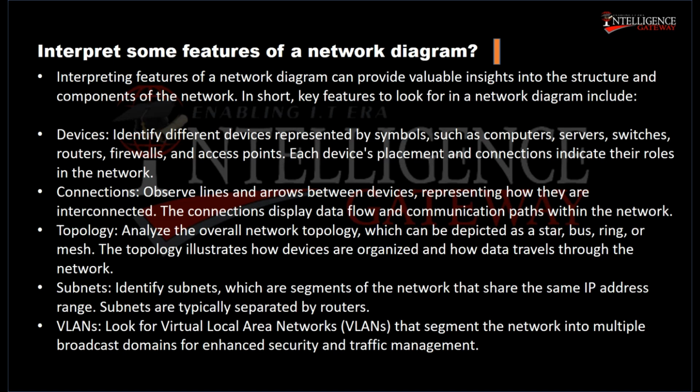Topology. Analyze the overall network topology, which can be depicted as a star, bus, ring, or mesh. The topology illustrates how devices are organized and how data travels through the network. Subnets. Identify subnets, which are segments of the network that share the same IP address range. Subnets are typically separated by routers. VLANs. Look for virtual local area networks, VLANs, that segment the network into multiple broadcast domains for enhanced security and traffic management.